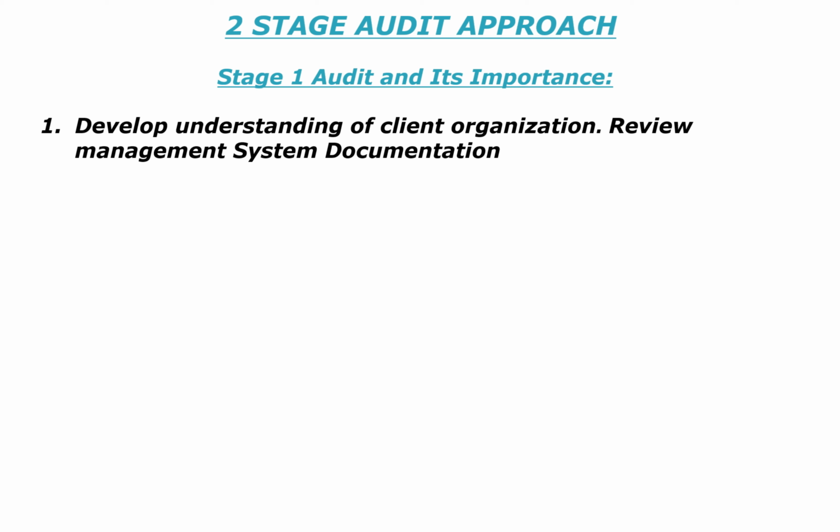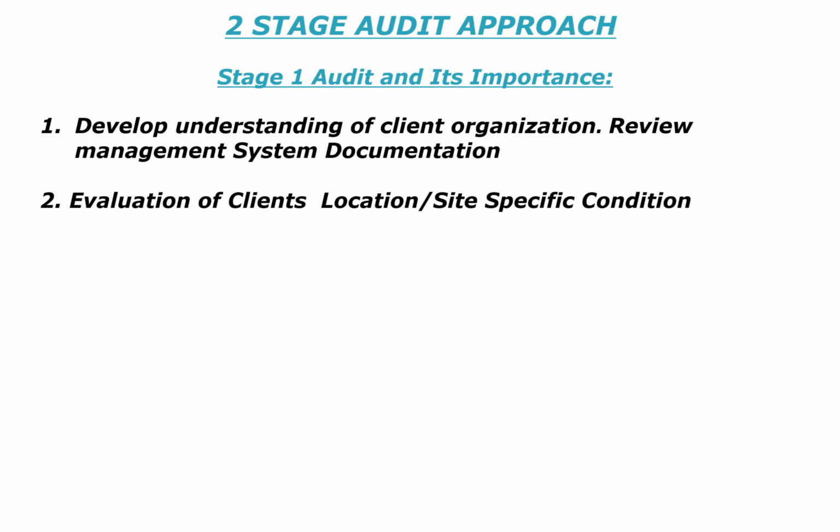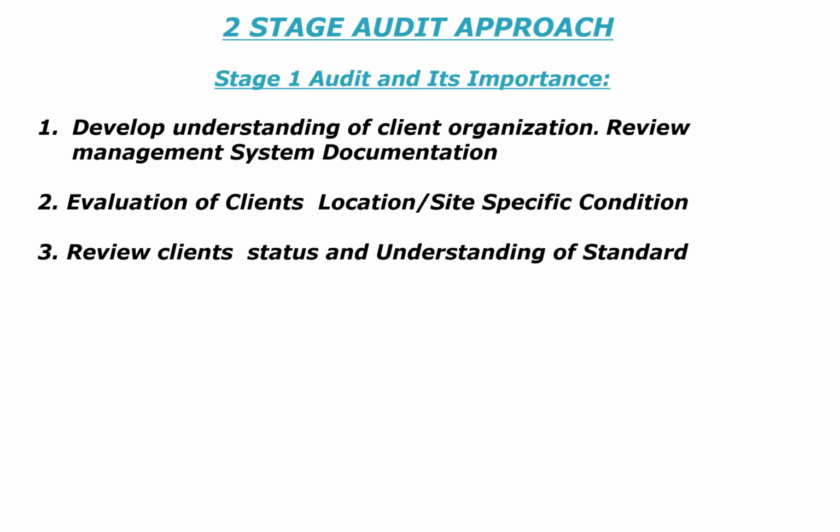So in stage one, you develop an understanding of the client organization, review their documentation, review the client location and site-specific conditions, which may be very important for you to consider. Review client status and readiness and understanding of the standard. Do they have a thorough understanding of the standard? Do they understand the context of the organization? Are they really reviewing the external issues and internal issues? Are they periodically reviewing those risks and opportunities that can affect their organizational quality management system or other management systems?